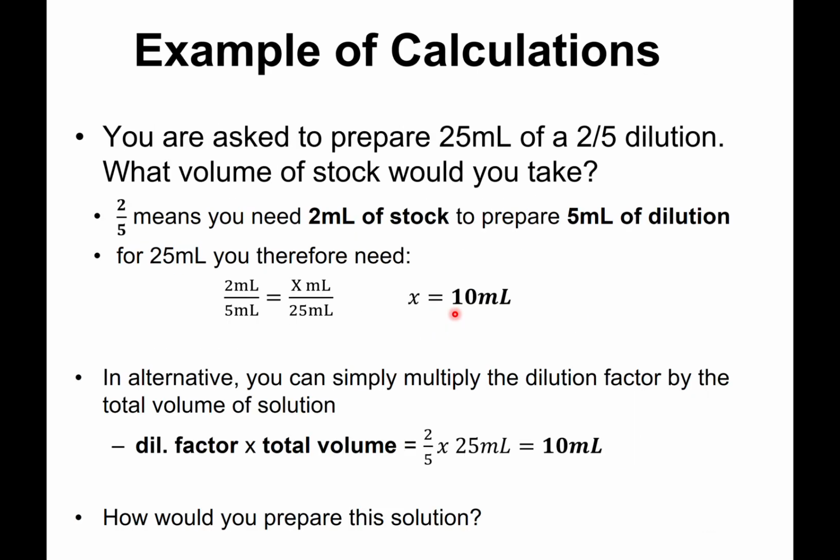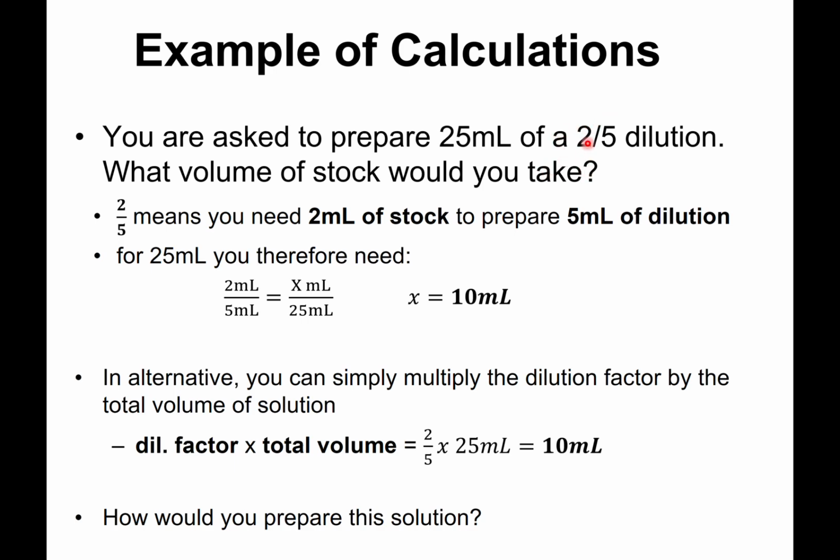Now, let's give you some examples. Let's get practical. That's what I'm trying to get to here, the more practical aspect of dilution. So if you're asked to prepare 25 milliliters of a 2 in 5, or 2 over 5, dilution, what volume of stock would you take? As we said before, what the dilution factor basically means is that if you had to prepare 5 milliliters of solution, you would have to take 2 milliliters of stock solution.